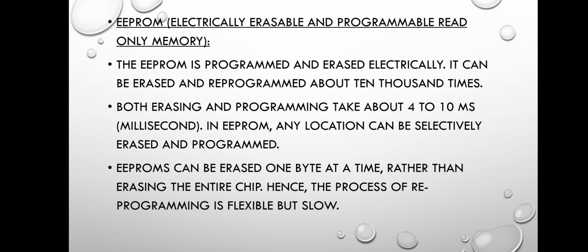EEPROM. The EEPROM is programmed and erased electrically. It can be erased and reprogrammed about 10,000 times. Both erasing and programming take about 4 to 10 milliseconds. In an EEPROM, any location can be selectively erased and programmed. EEPROMs can be erased one byte at a time rather than erasing the entire chip. Hence, the process of reprogramming is flexible but slow.